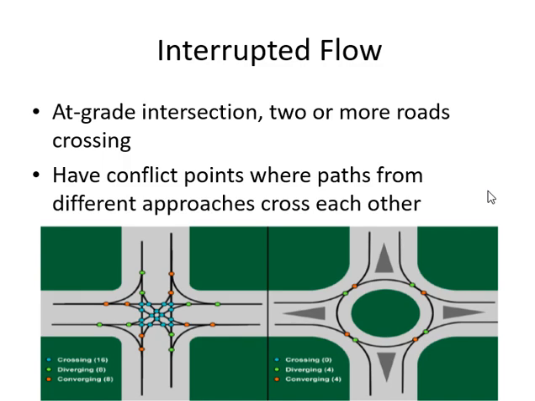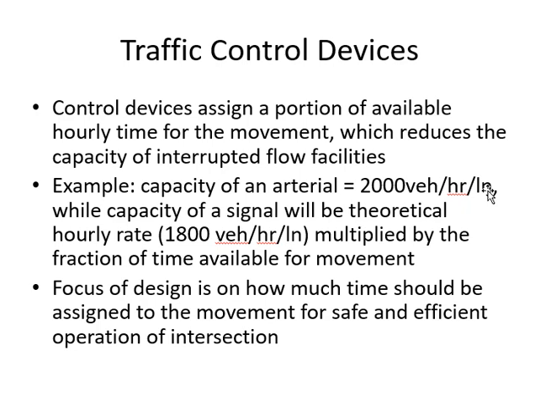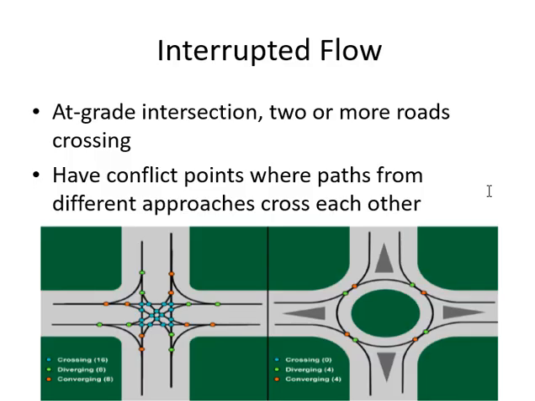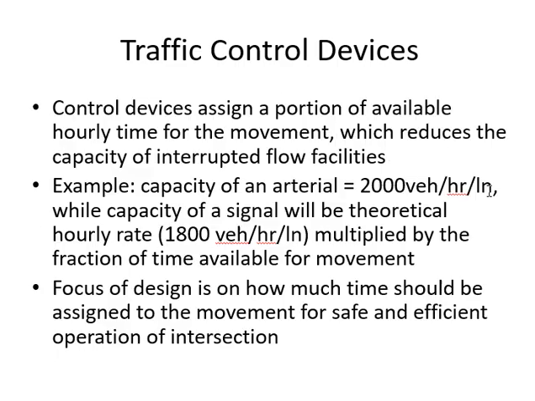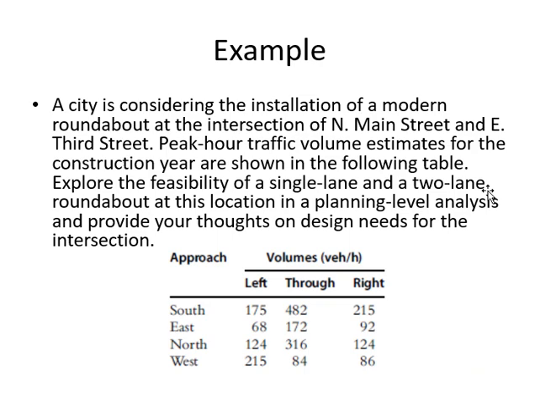Okay, we are discussing interrupted flow facilities, meaning the intersections. Intersections have conflict points, and to reduce the conflict points, we use traffic control devices. Up till now, we had talked about roundabouts.